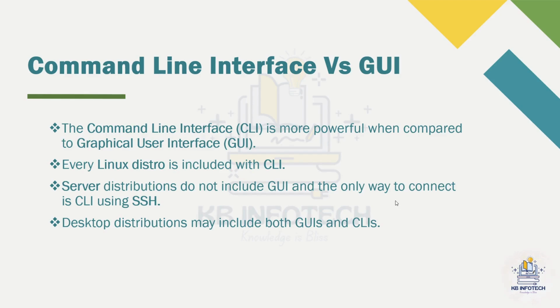But server distributions do not include the GUI, right? As we discussed, personal systems or desktop versions may give you the GUI and the CLI, but server distributions only give the CLI. When you connect to a server over a network, you will have only the CLI, and it is the shell. For example, if you are trying to connect to a server hosted in a data center or in the cloud, you need to connect using SSH, which is secure shell, and it is through the CLI, which is your shell, right?